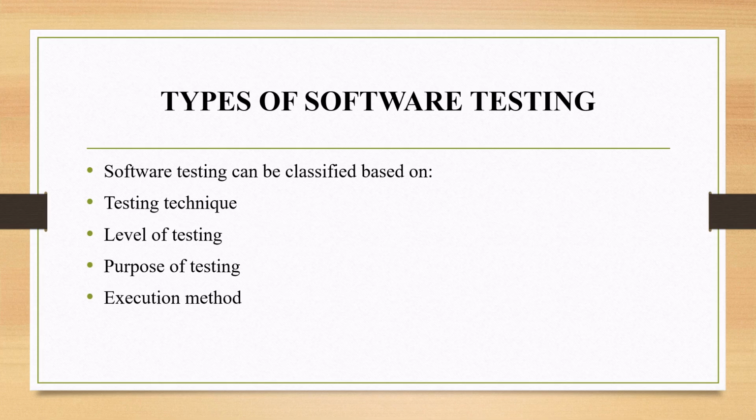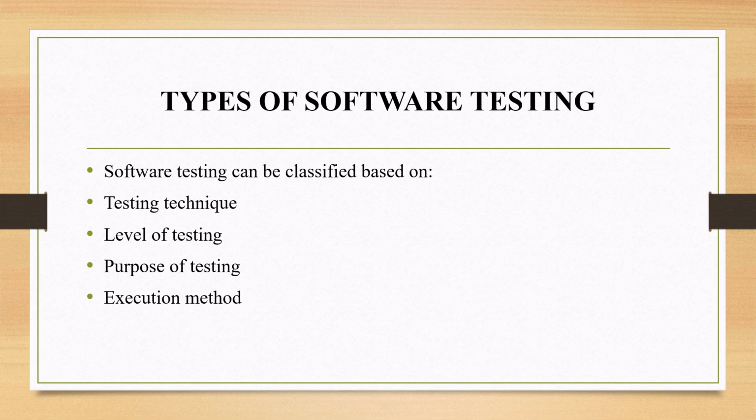Let's see the types of software testing. Software testing can be classified based on these techniques: testing technique, level of testing, purpose of testing and execution method. Based on execution, there are two types: manual testing and automation testing.